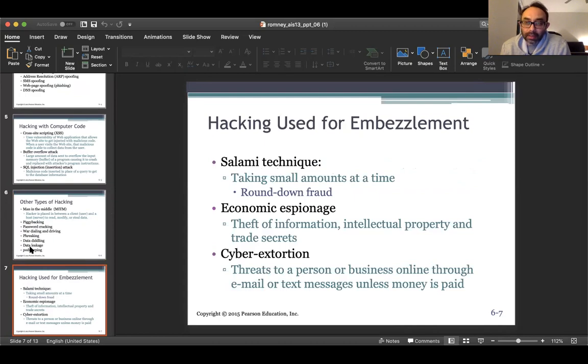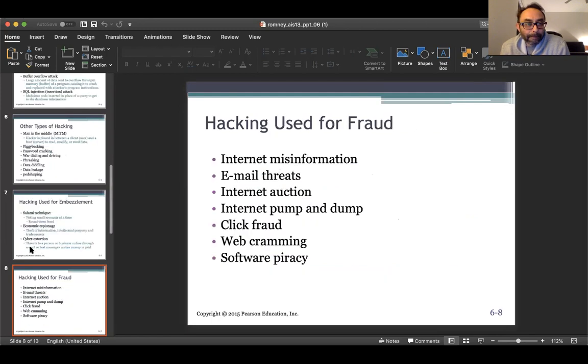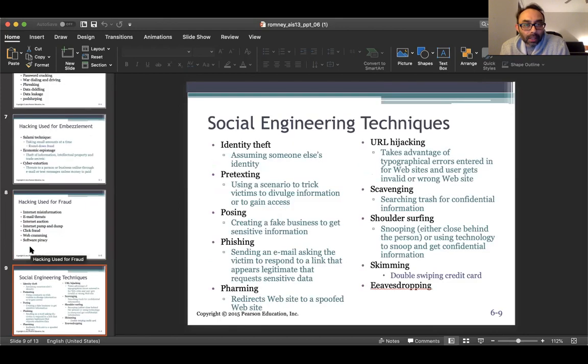Economic espionage is just stealing somebody else's information. So it's one corporation taking information from other corporations, such as Apple stealing information from Samsung and vice versa. Cyber extortion is threatening people over emails or through social media. And again, hacking is always for fraud. And social engineering is all this.